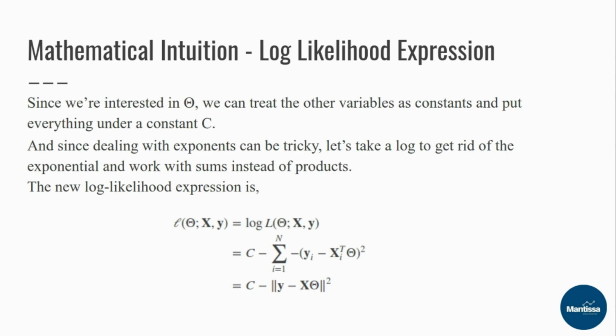If you go back to the previous equation, you would see that it has 1 divided by square root of 2 pi sigma times something. The 1 divided by square root of 2 pi sigma would all come under c here, along with other things, because none of those depend on theta, so we treat them as a constant c. So we get c minus the sum over i from 1 to n of (yi minus xi transpose theta) whole squared.